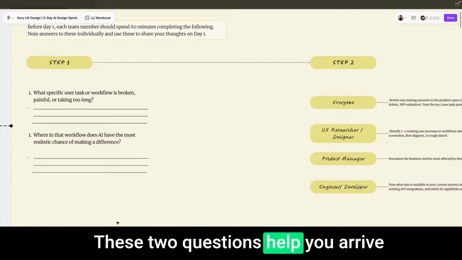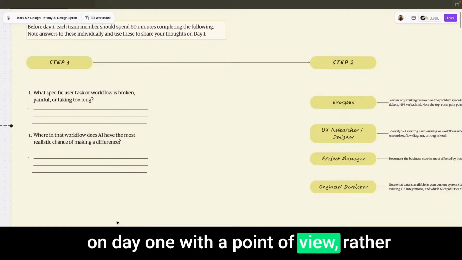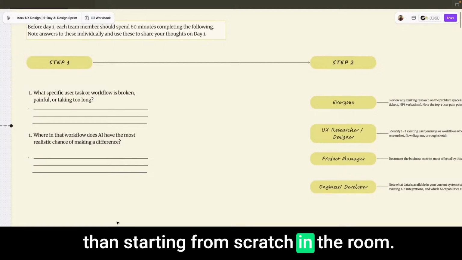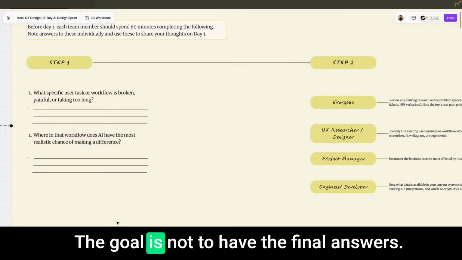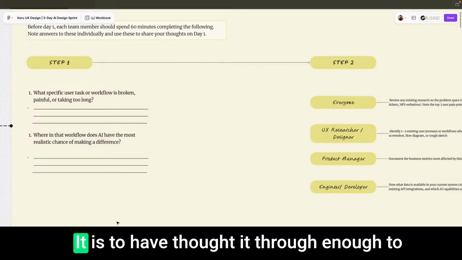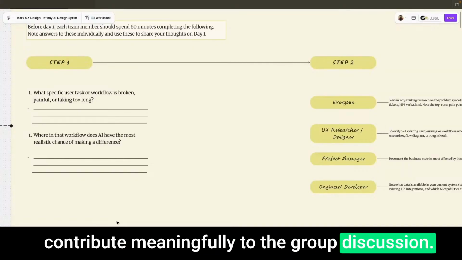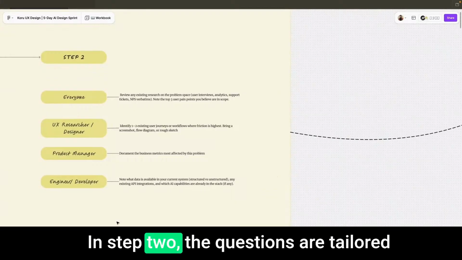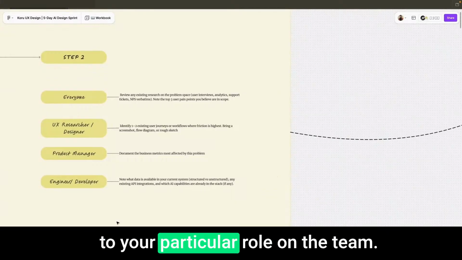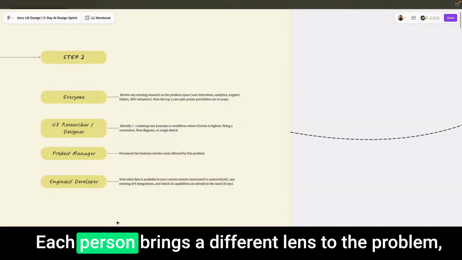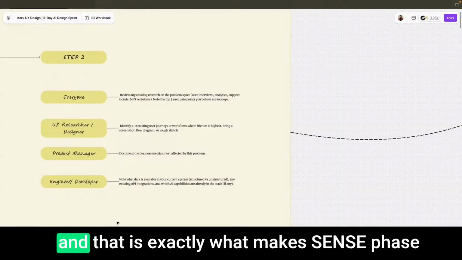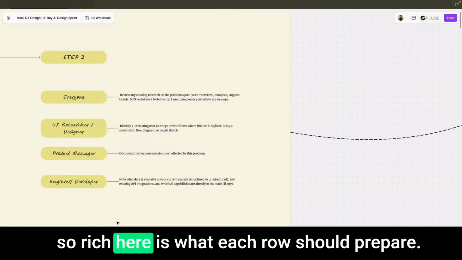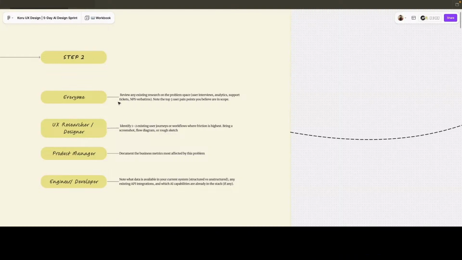These 2 questions help you arrive on day 1 with a point of view rather than starting from scratch in the room. The goal is not to have the final answers, it is to have thought it through enough to contribute meaningfully to the group discussion. In step 2, the questions are tailored to your particular role on the team. Each person brings a different lens to the problem, and that is exactly what makes sense phase so rich. Here is what each role should prepare.